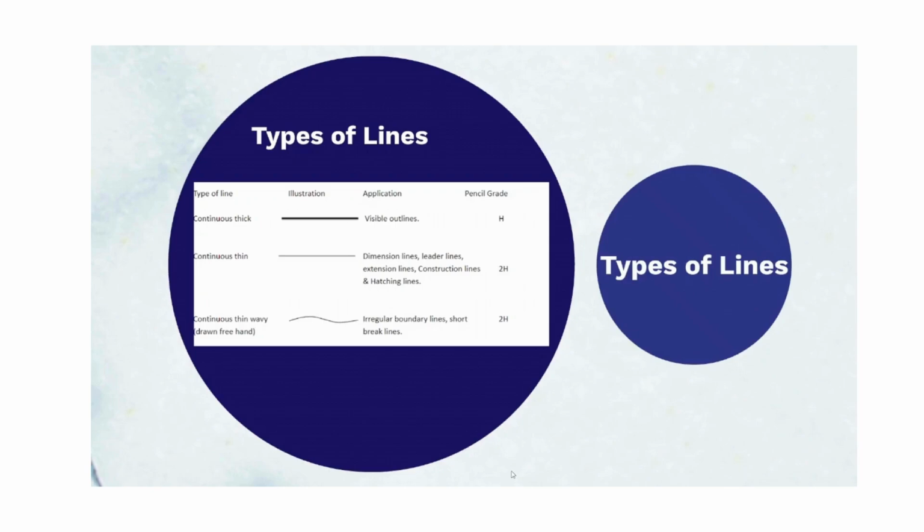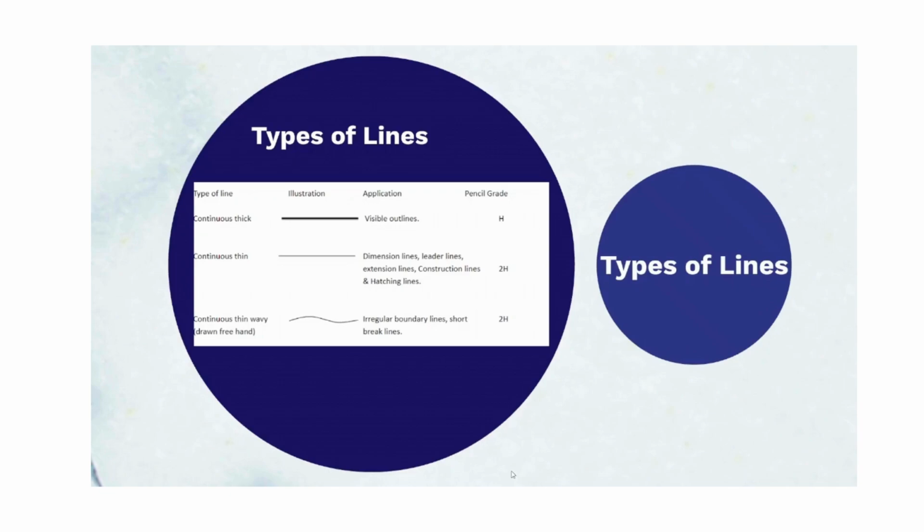Okay, and the continuous thin line. The continuous thin line is used for very thin lines, such as dimension lines, leader lines, extension lines, construction lines, and hatching lines. Here we use 2H. The 2H is lower, so you can know that 2H comes after H. Keep it in mind: the visible line is H, and then 2H is subordinate to that.